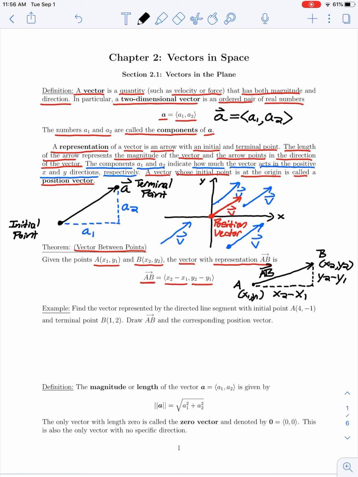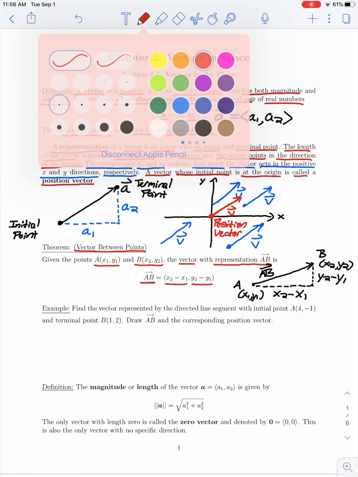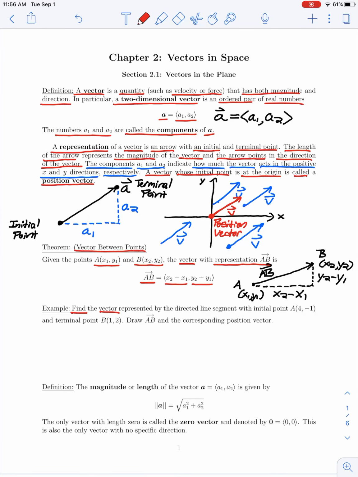So let's look at an example of finding a vector with given points. Here we are asked to find the vector which is represented by the directed line segment, or the arrow, with initial point 4, -1, and terminal point 1, 2. And then we are asked to draw the vector AB and its corresponding position vector. So let's start by finding the components of this vector, whose representation is the arrow from point A to point B.